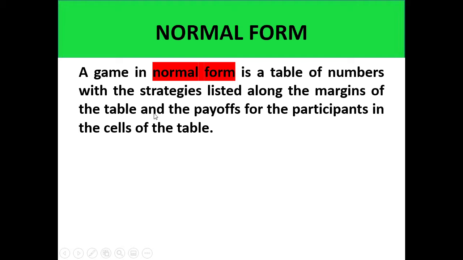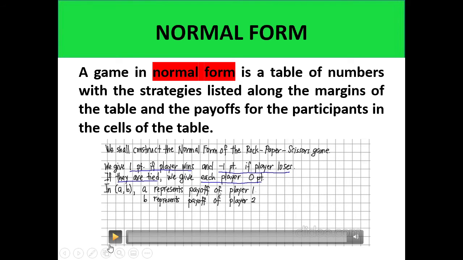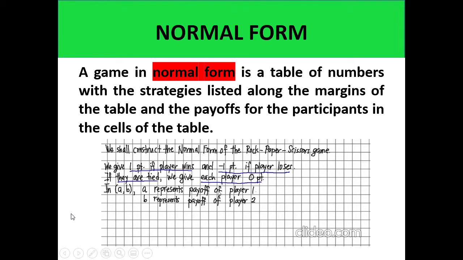So to give an example, let's construct the normal form of the rock, paper, scissors game. Now we will give 1 point if the player wins, and we will give -1 if the player loses. In case of ties, we will give each player 0. Now in the ordered pair AB, we will use the first number as the payoff of player 1, or the row player, and we will use the second number as the payoff of player 2, which is also the column player.